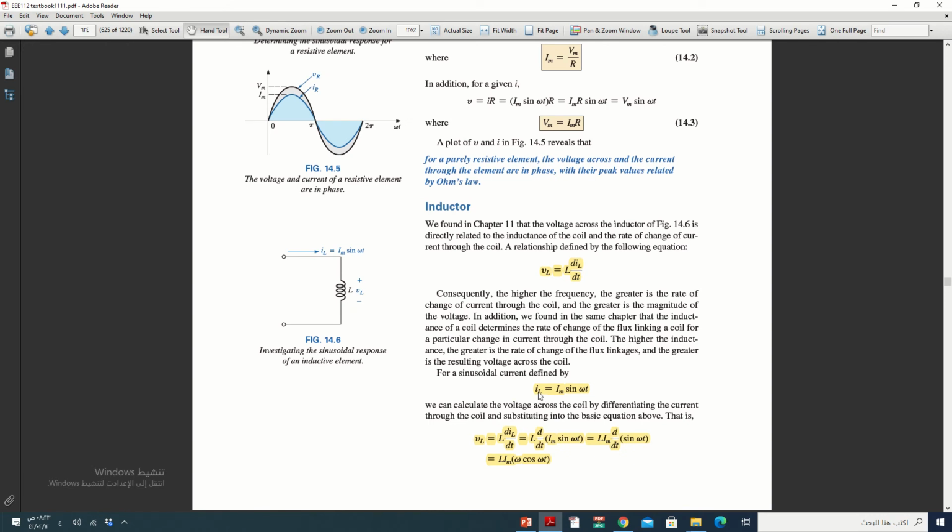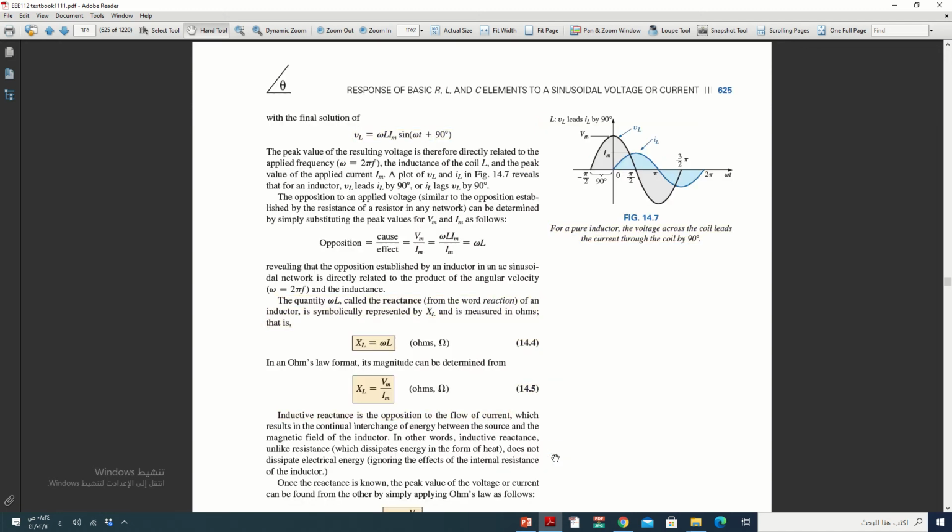We know that iL is given, for example in this section, as iL equals Im sine omega t. If we need to take the derivative of iL, we substitute the derivative of Im sine omega t. Im is constant, so it goes outside of the derivative, and sine omega t becomes omega cosine omega t, since the variable is t and omega is considered constant. It becomes L Im omega cosine omega t.